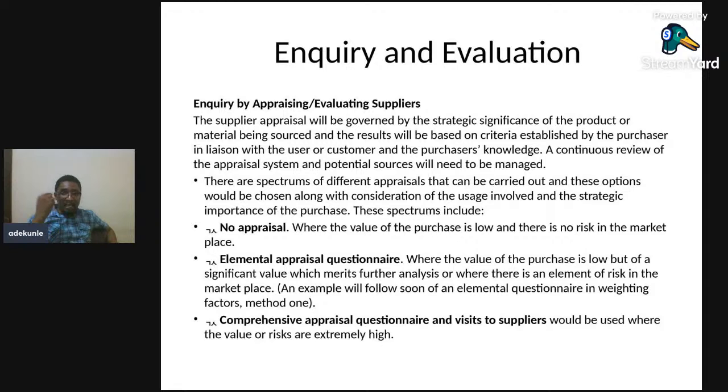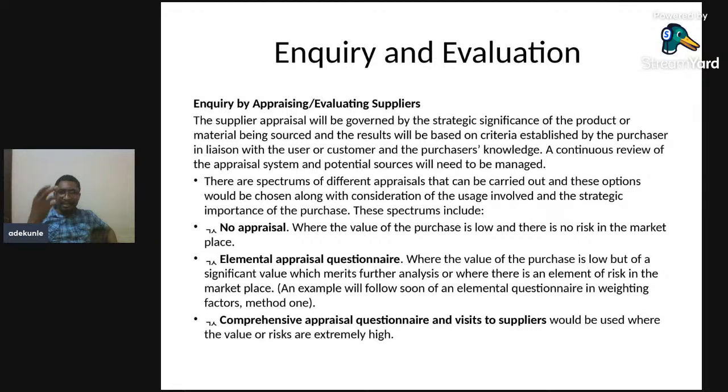So there is a spectrum of different appraisals that can be carried out, and the option will be chosen along with consideration of previous usage involved and the strategic importance of a purchase. In this spectrum we will look at maybe no appraisal. Now this will be done where the value of the purchase is low and there's no risk in the market.